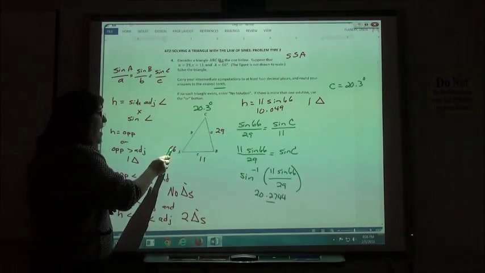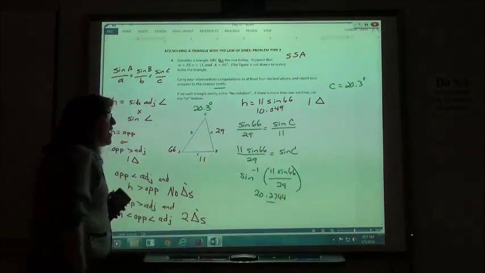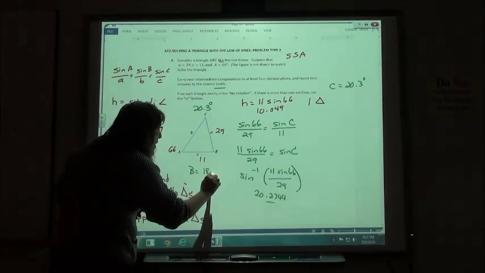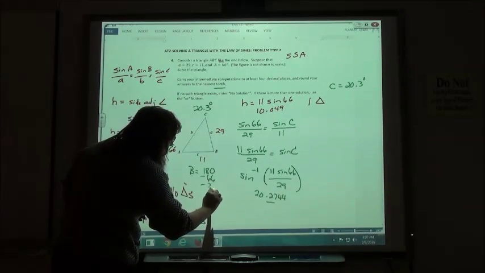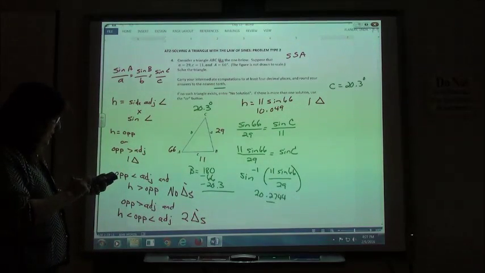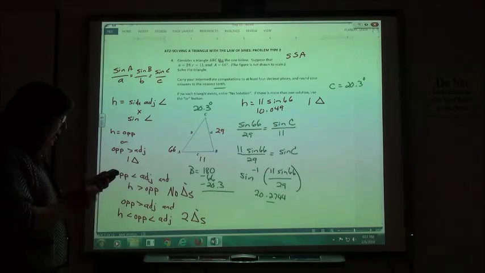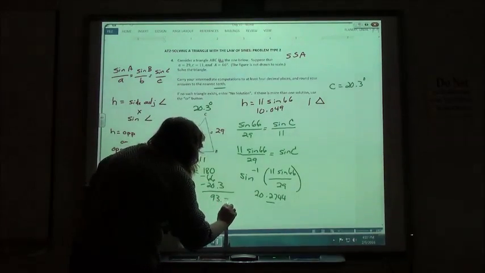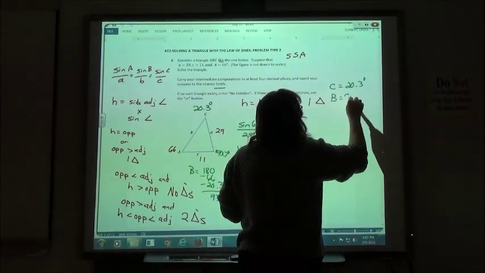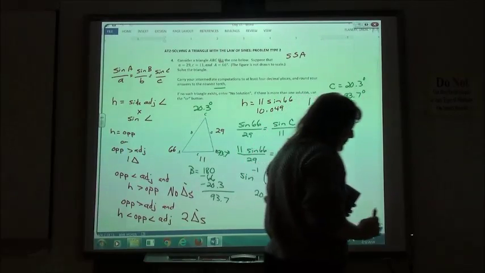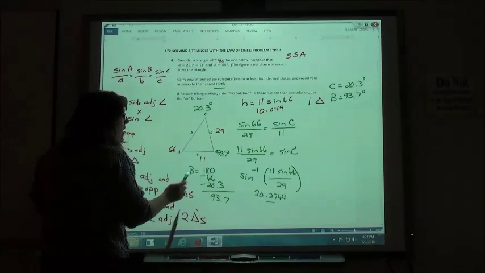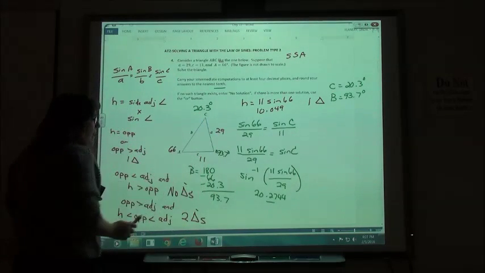Now, we have angle A, we have angle C. Easy enough to find angle B because for angle B we just have to subtract. For angle B, we're going to take 180 minus our 66 minus our 20.3. So 180 minus 66 minus 20.3 gives me 93.7. So B is 93.7 degrees. So we have angles A, B, and C. We have side A and C. We still need side B.